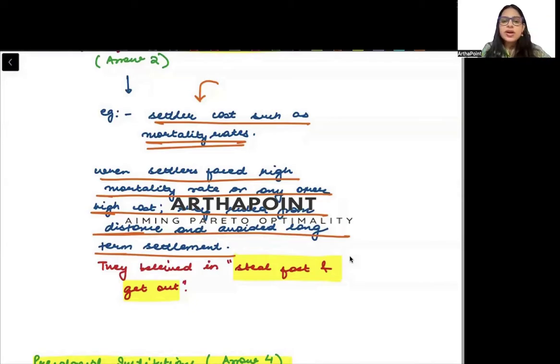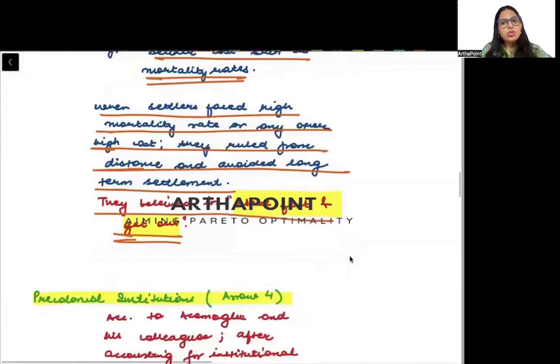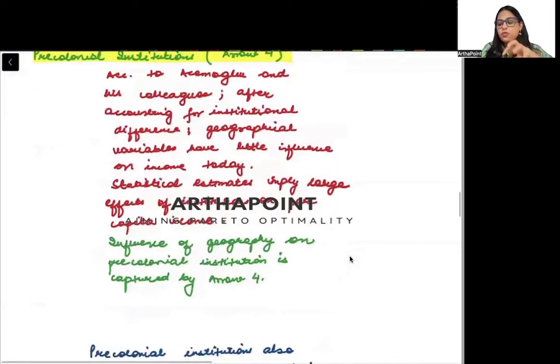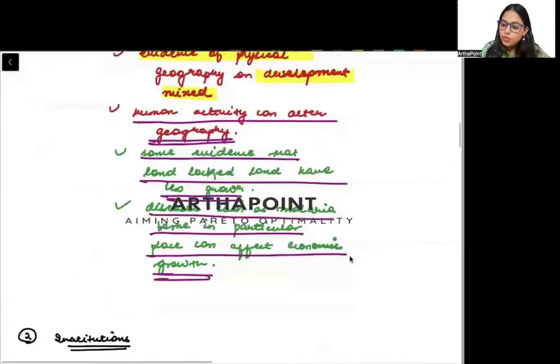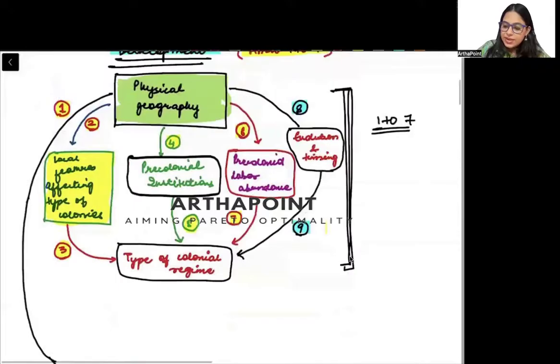So they would like to go ahead and rule from a distance, and they would not like to establish any institution there if they feel that that country has some problems. They believed in steal fast and go out. तो उस केस में they won't stay. वो वहां रुकते नहीं थे. They would quickly steal and just leave the country. So therefore, what we can go ahead and say is that now the physical geography was telling what kind of colony will be established. क्या हम ज्यादा समय रहेंगे एक कंट्री के अंदर या कम समय, डिपेंड करेगा किस तरीके की कंट्री है वो, right?